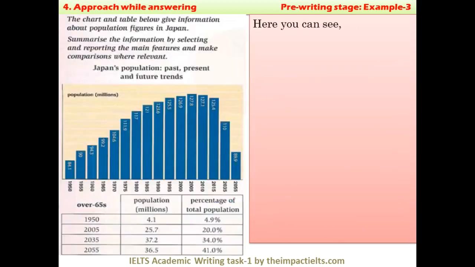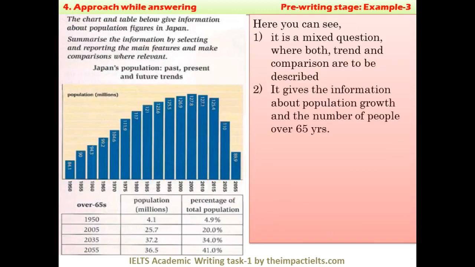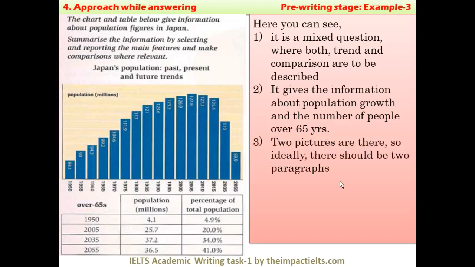So let's look at another question. This is a mixed type of question. First, you can see it's a mixed question, so both trend and comparison are discussed. Now, why do we need to know that? Because we know what kind of expressions have to be used, which will be explained later on. I'll show you how. It gives the information about population growth and the number of people over 65 years. This is their growth in population according to year, and this is the comparison of these older people with the common population.